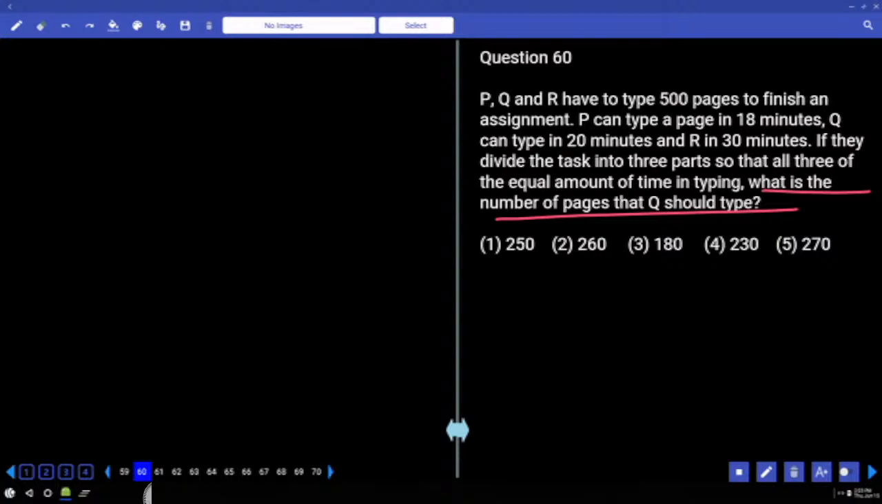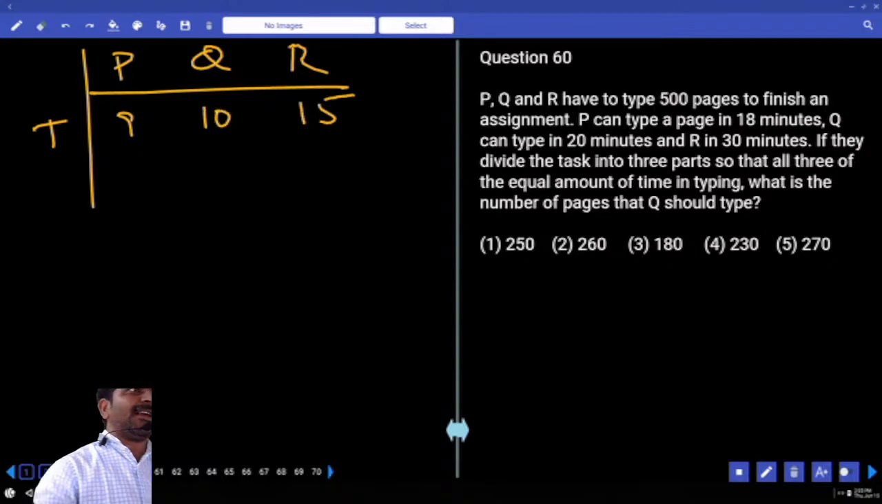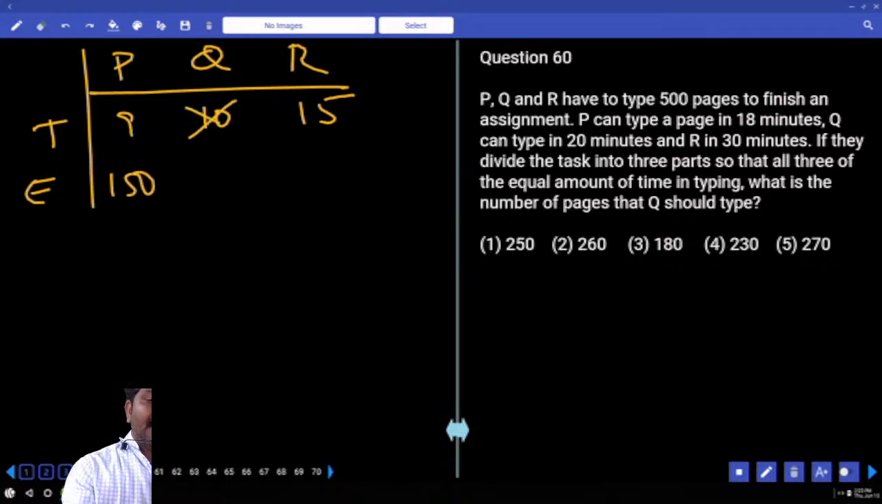Time and efficiency are inversely proportional. Right, so we have the PQR time ratio. Come on, tell me. 9, 10, 15. We have to simplify it. Now efficiency ratio, both will be inversely proportional to each other. Do you write 1/9, 1/10, 1/15? No. Hide the first number, multiply the other two. 150. Hide the second number, multiply the other two.